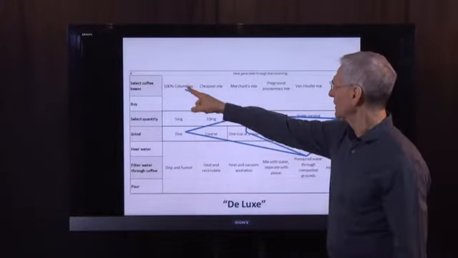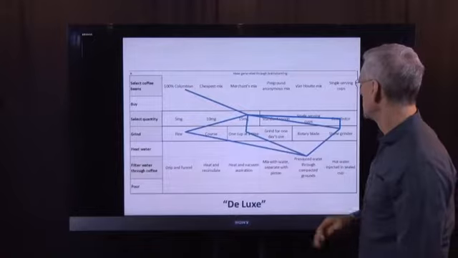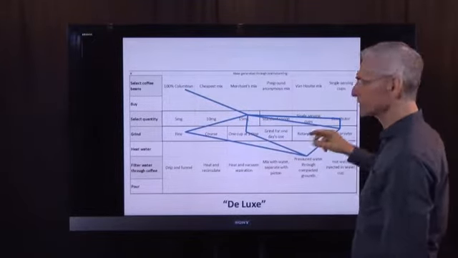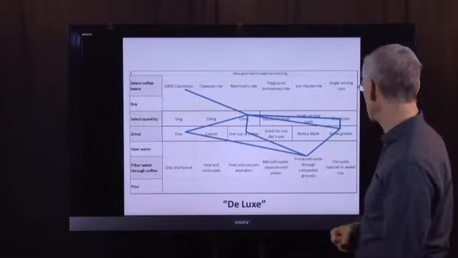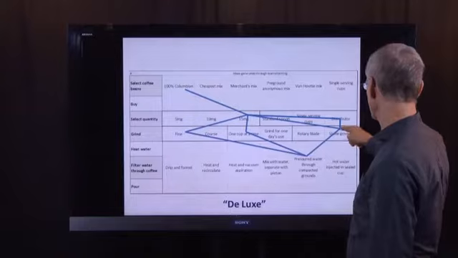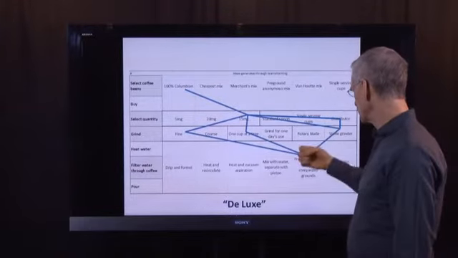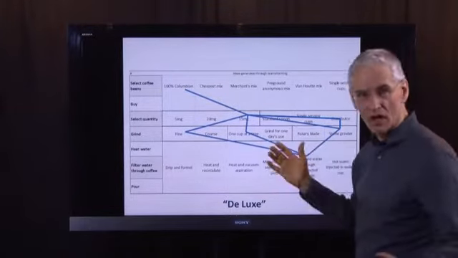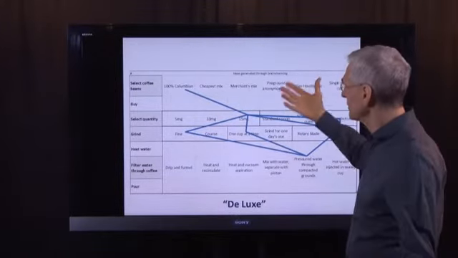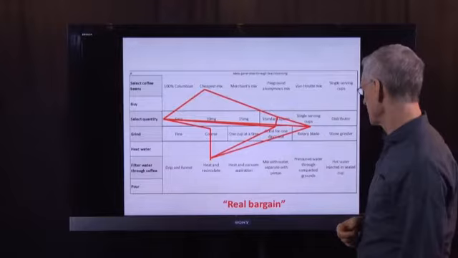Deluxe: 100% Colombian, 15 milligrams, and a distributor, a fixed quantity distributor. You would use fine, 1 cup at a time with a stone grinder, and you would use pressure. I call this the deluxe concept, presumably the most expensive, producing presumably a very good cup of coffee.